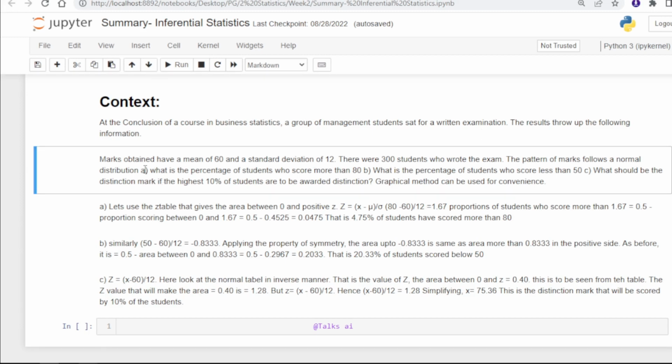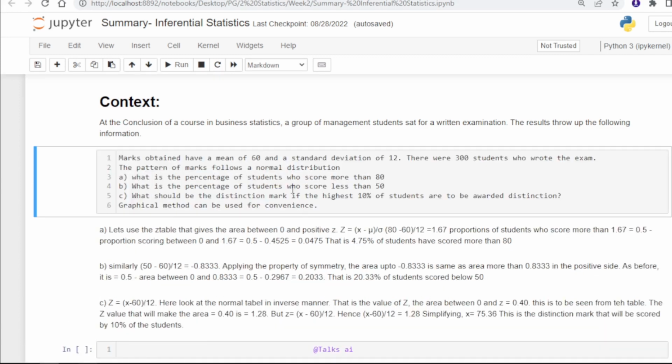Here the marks obtained have a mean of 60 and a standard deviation of 12. There were 300 students who wrote the exam, right? The pattern of marks follows a normal distribution. So what is the percentage of students who score more than 80 marks?